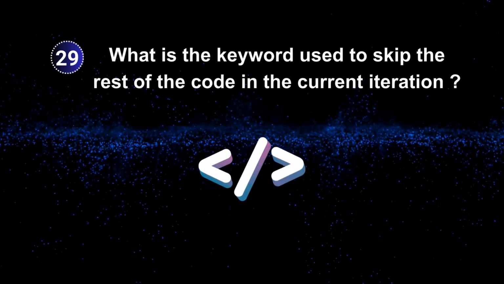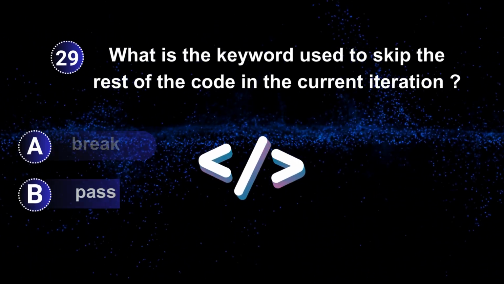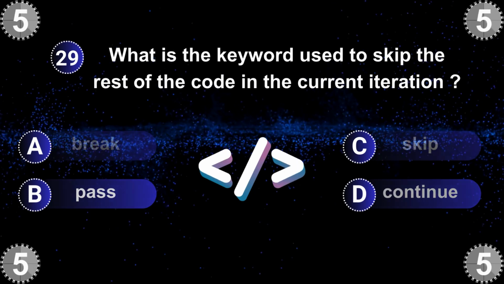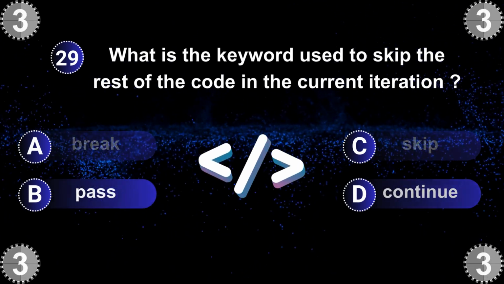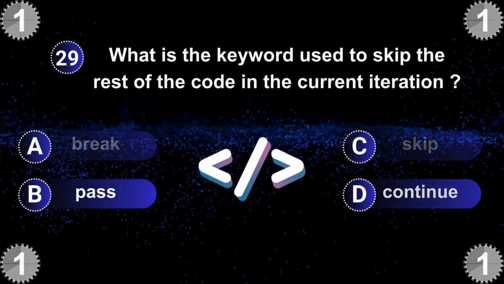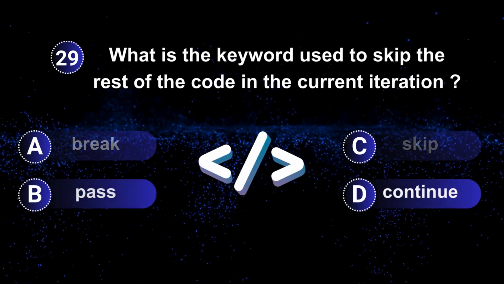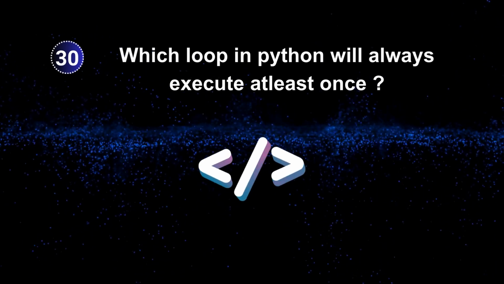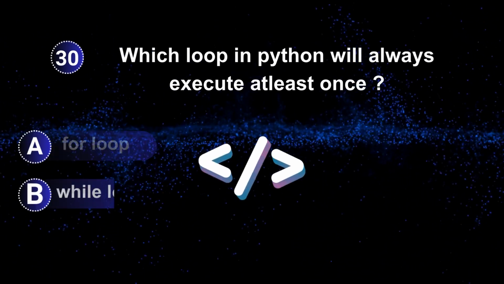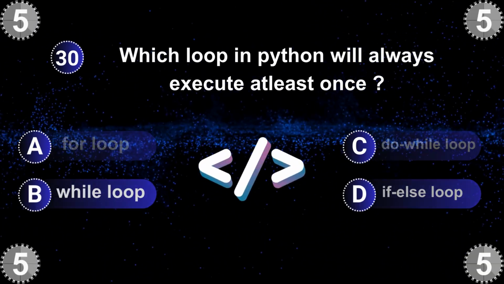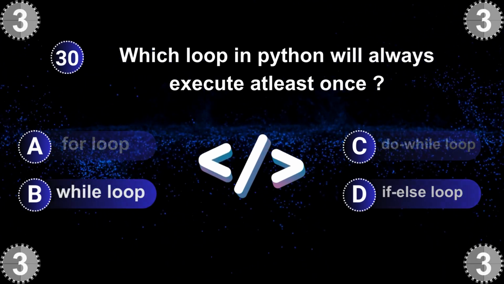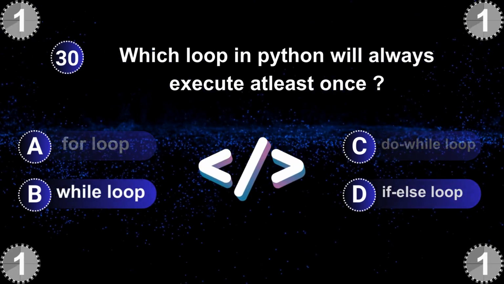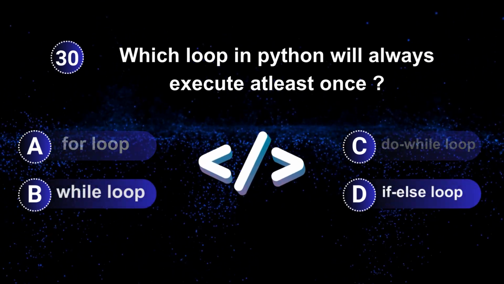29th question. What is the keyword used to skip the rest of the code in the current iteration? Answer is option D. 30th question. Which loop in Python will always execute at least once? Answer is option C.